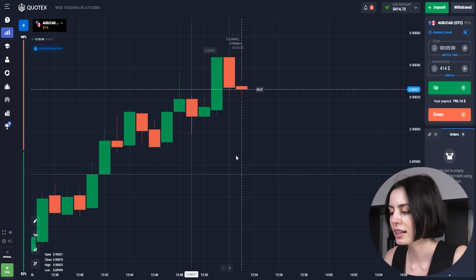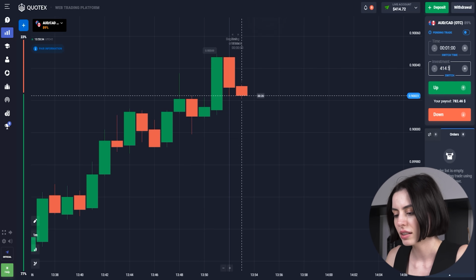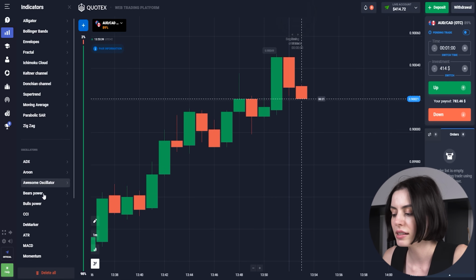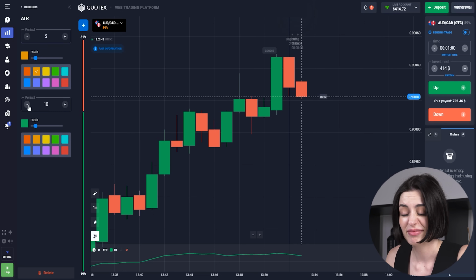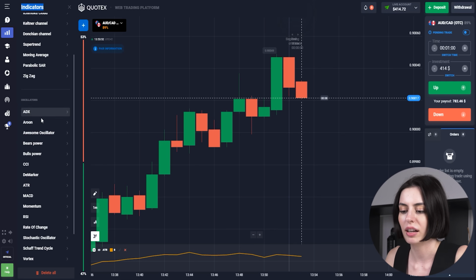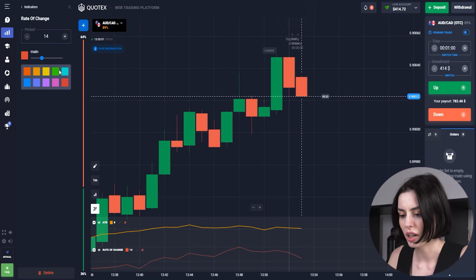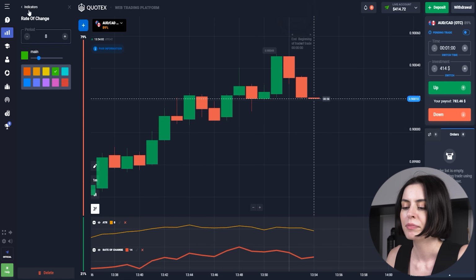And that's just the classy moment, 1 minute. 414 is gonna be the starting sum. ATR is gonna be the first indicator to choose. Just leave it like that. And the colors. Rate of change gonna be the second one. So by now we'll have a 2 lines indicator, which is a tricky moment.